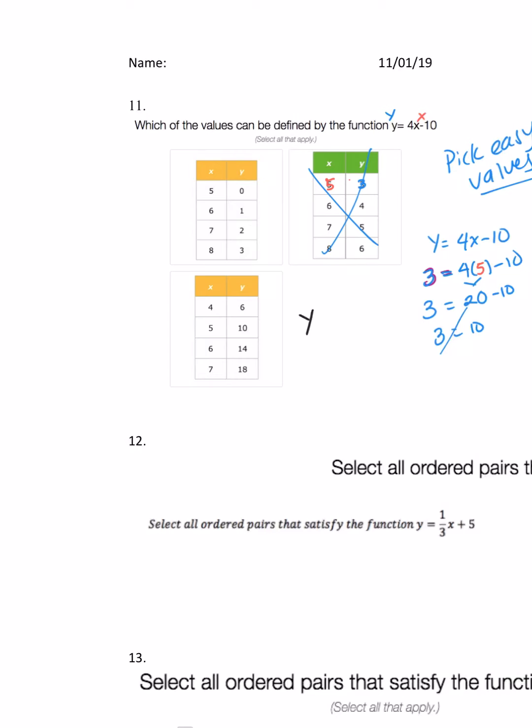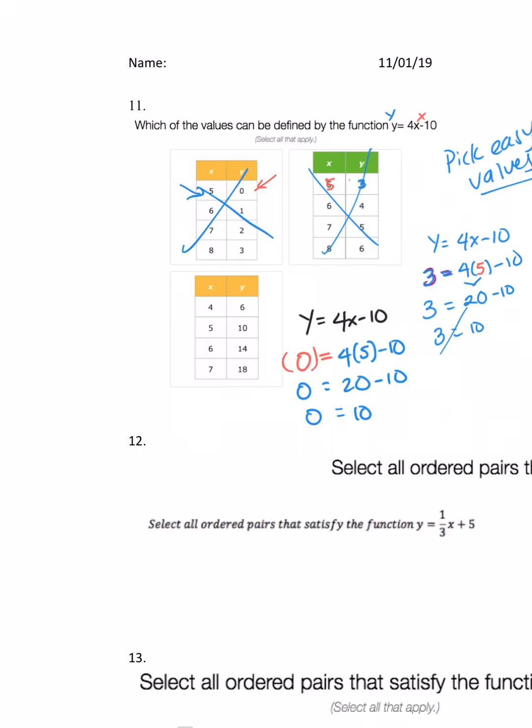You gotta try them all out. Y equals 4x minus 10. Here's y. Pick easy numbers. 0 equals, isn't that your y? There's your x. 4 times what? 5 minus 10. 0 equals 20 minus 10. 0 equals 10? Nah, not that one.